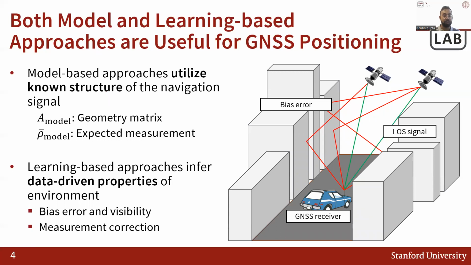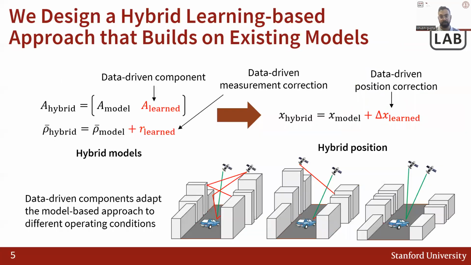Model-based approaches can utilize the known structure of the navigation signals, such as in the geometry matrix or in the models of the expected measurement, while learning-based approaches can infer data-driven properties of the environment, such as environment-specific bias errors or satellite visibilities, or corrections to be applied to these measurements. Therefore, it makes sense to try and combine these two approaches and overcome their individual shortcomings.